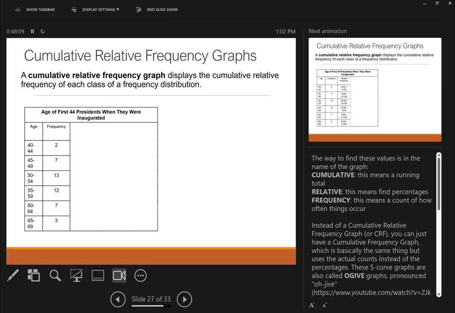So we had 2 between 40 and 44. I think Obama and Kennedy were those 2. 7 from 45 to 49, 13 from 50 to 54, 12 from 55 to 59, etc. I don't think this has been updated.